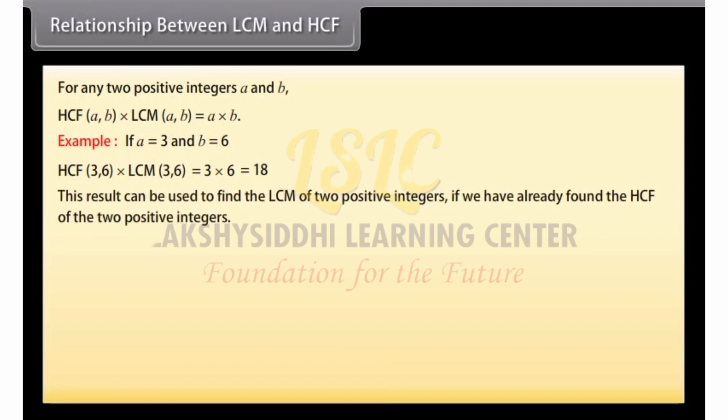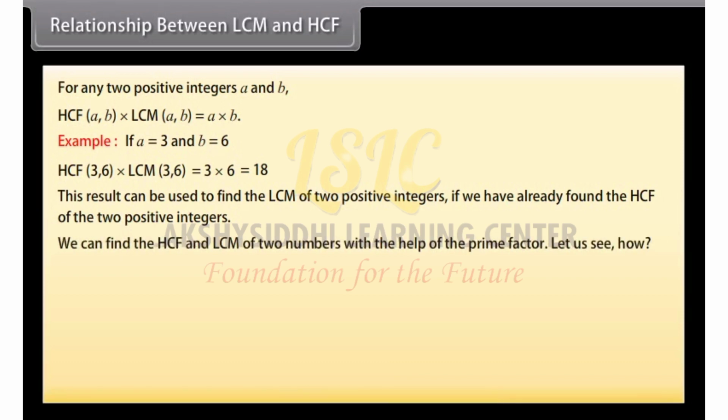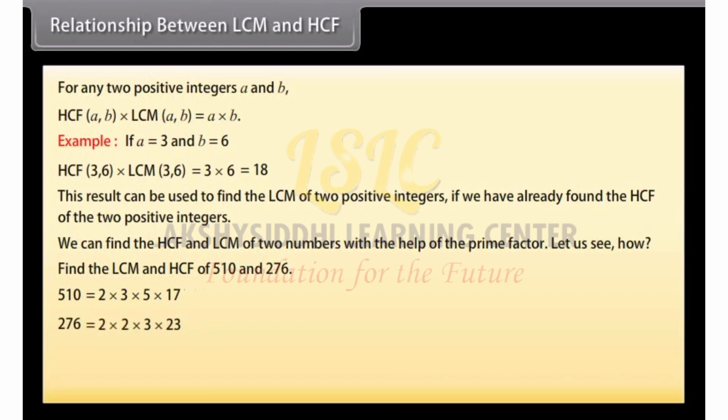This result can be used to find the LCM of two positive integers if we have already found the HCF of the two positive integers. We can find the HCF and LCM of the two numbers with the help of prime factors. Let us see how. Find the LCM and HCF of 510 and 276. 510 is equal to 2 into 3 into 5 into 17. 276 is equal to 2 into 2 into 3 into 23.